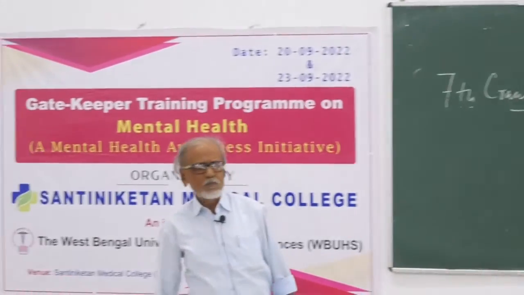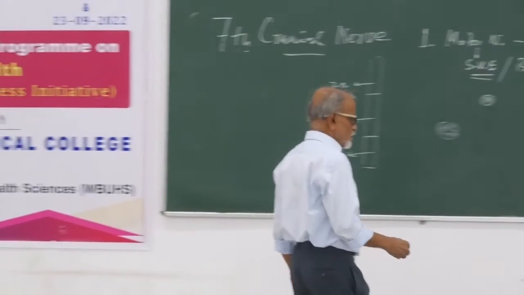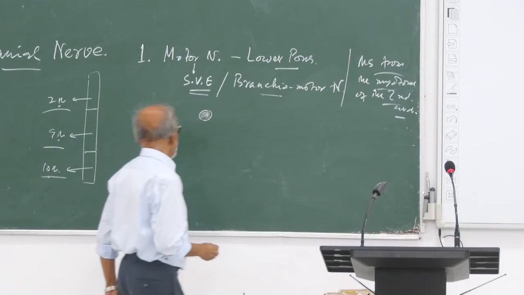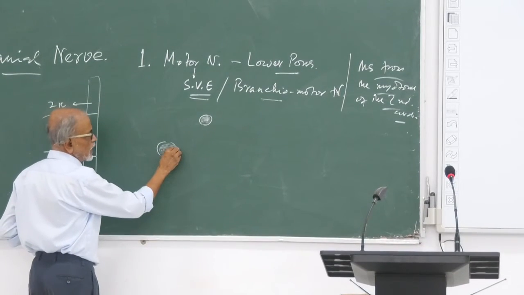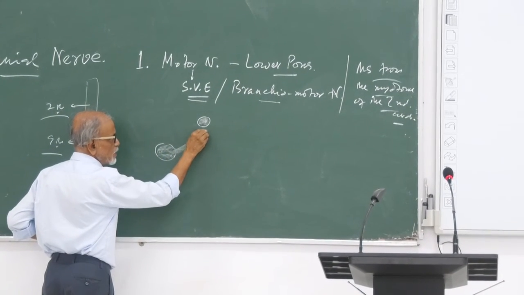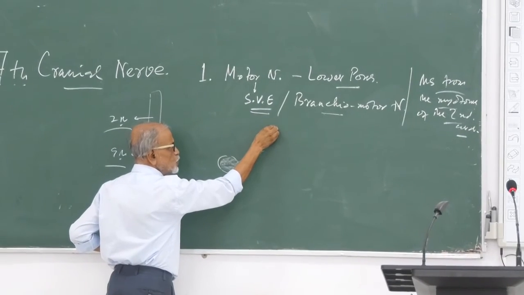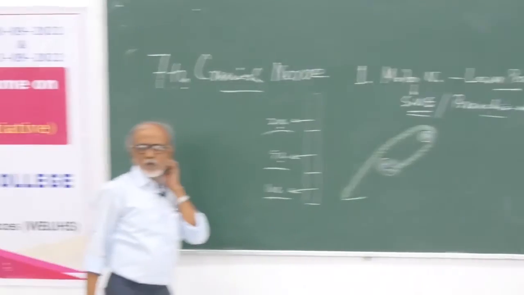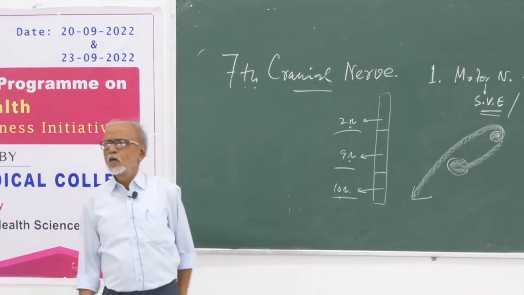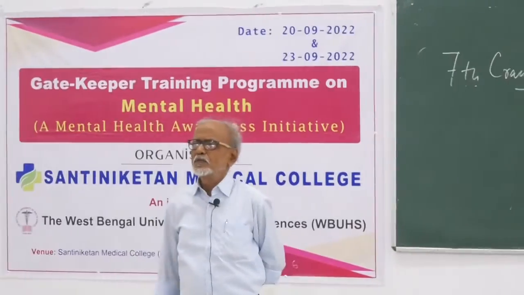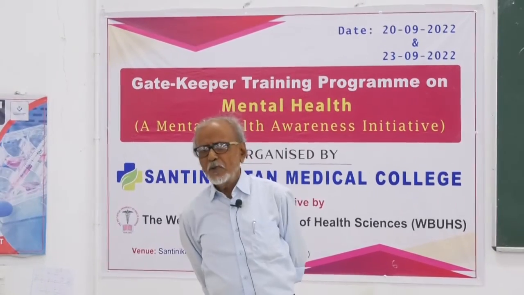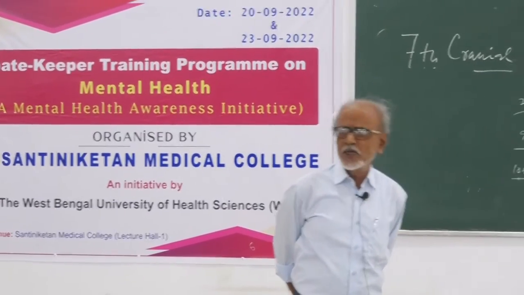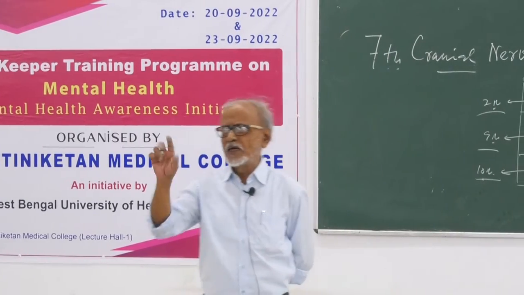ফেসিয়াল নার্ভ ফাইবার্স কি করবে? It will course back, the motor fibers will course back, backwards and medially, will curve round the abducent nucleus and will emerge like this, forming a bend over there, very much within the brain stem. এই যে bend, এটাকে আমরা বলি internal genu of facial nerve. Facial nerve has got two bends.